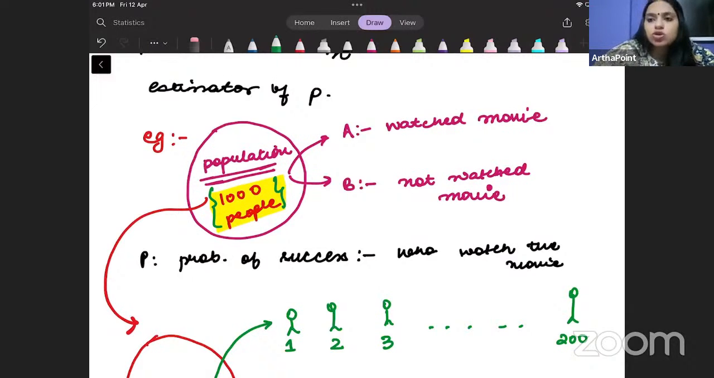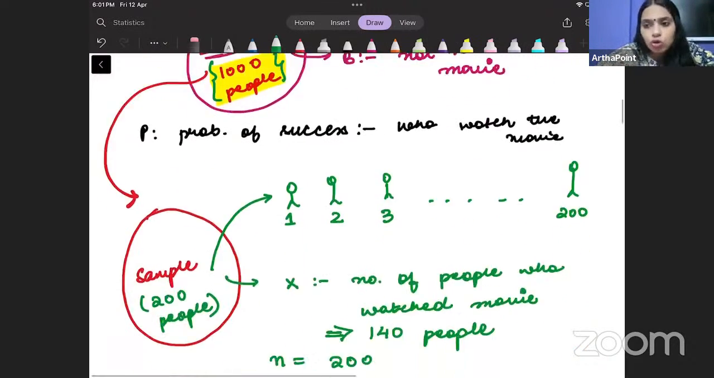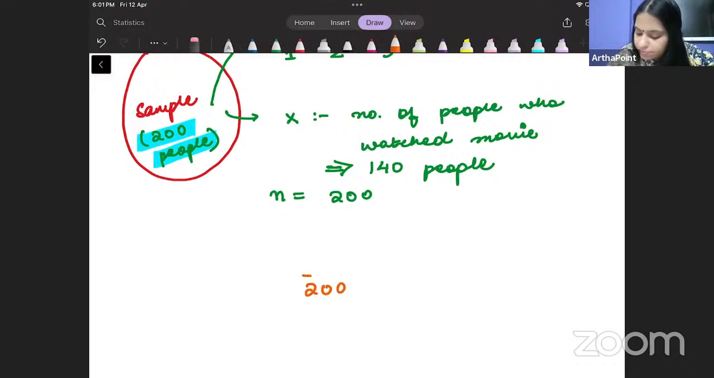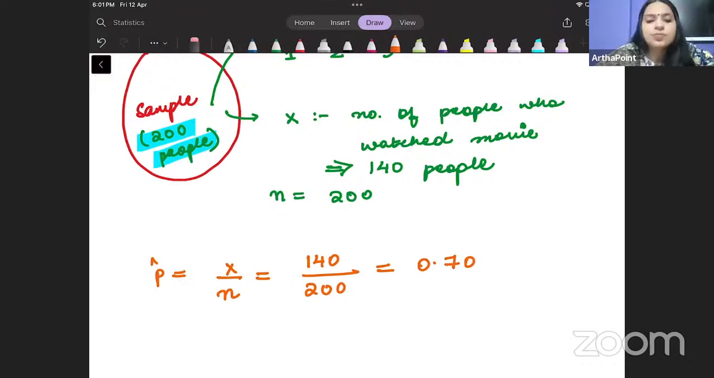How many proportion of people watched the movie, but in the population में? So what can you go ahead and say? Can you tell me anything about it? You will say, look ma'am, when I collected data of this sample, जब मैंने ये 200 लोगों का data collect किया, I realized that out of 200 people, 140 people have watched the movie. तो मेरा जो p hat आया, which is x by n, this came out as 0.70.